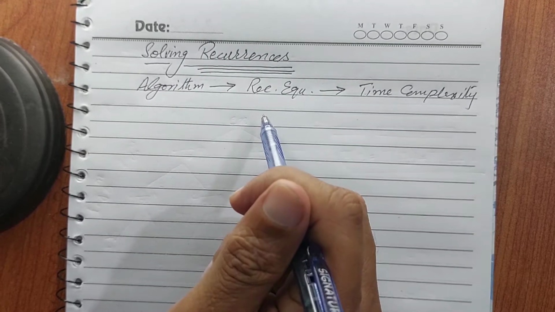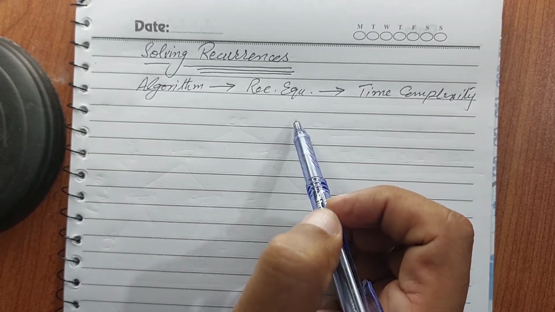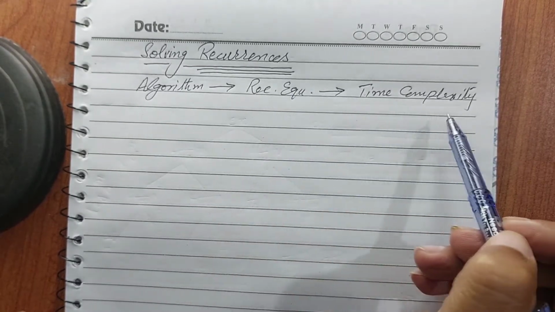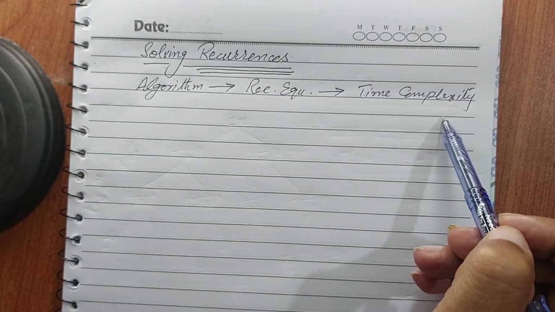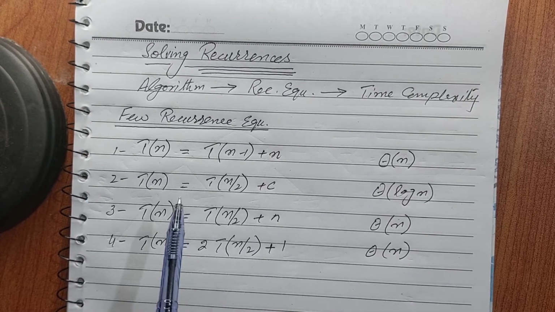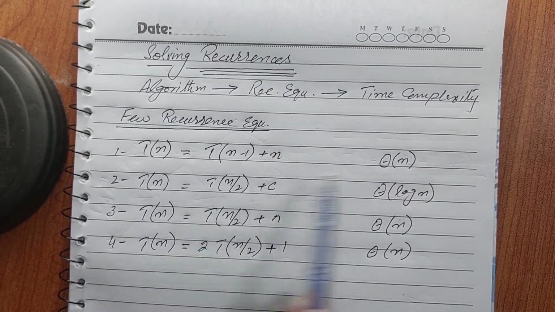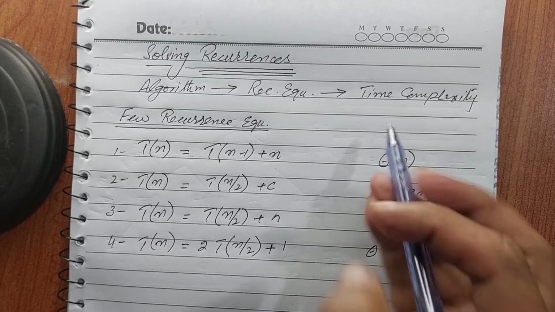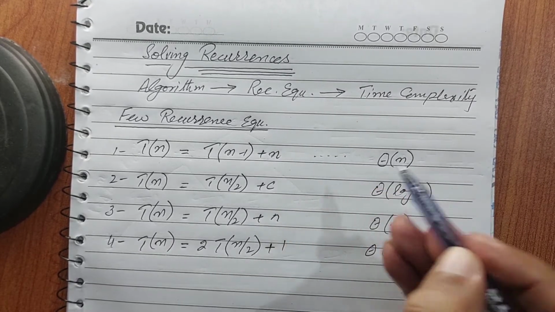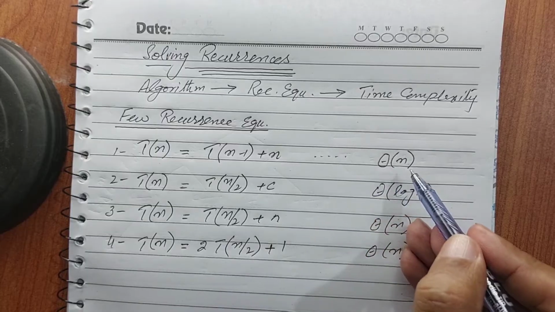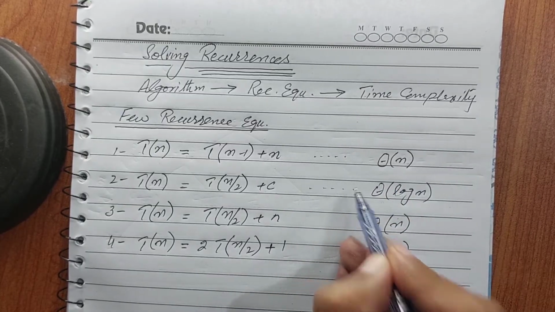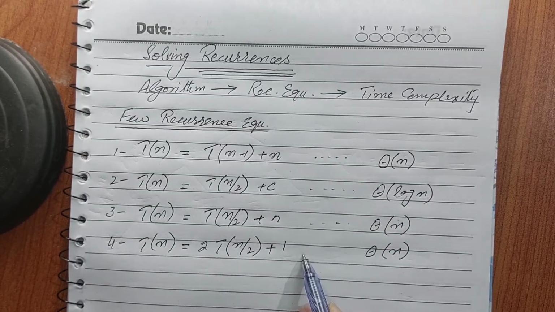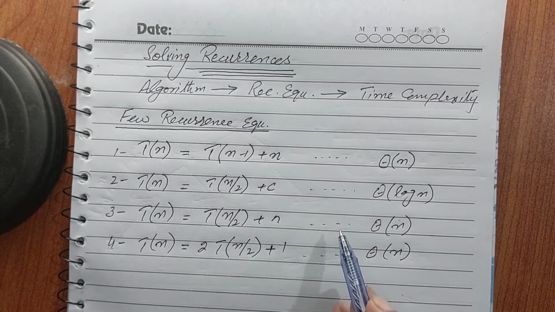And in this current lecture we are going to see how the recurrence equation is converted into the time complexity. These are a few examples of recurrence equations and their time complexities. Definitely there are some steps required to convert a recurrence equation into its time complexity. So that's what we are going to do today.